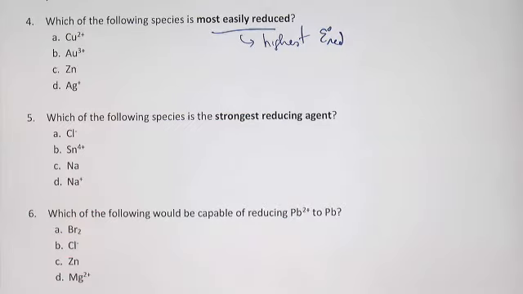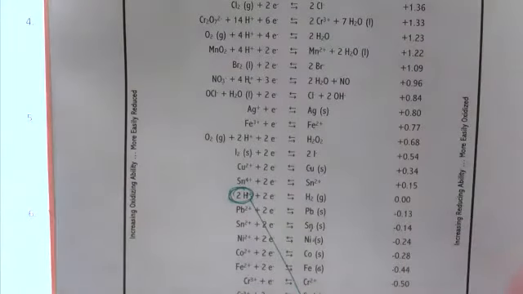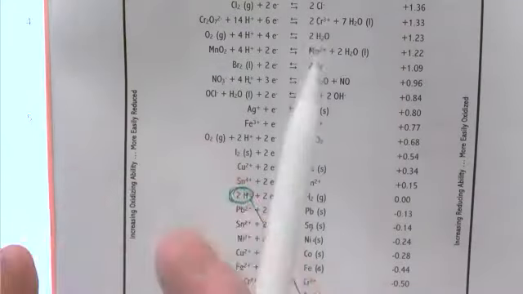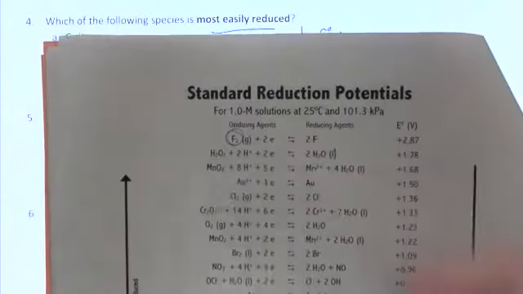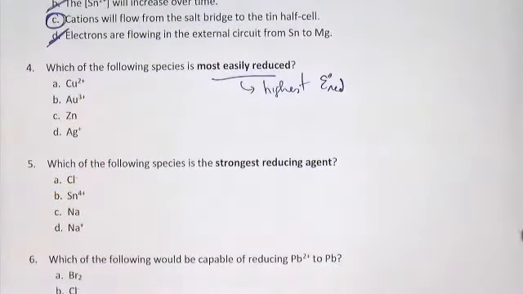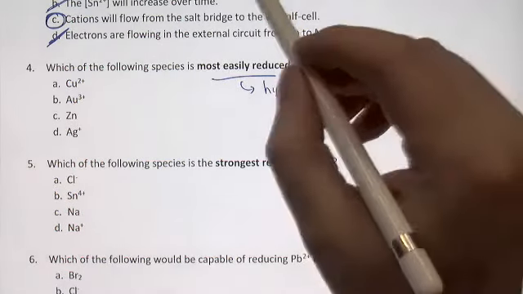Things on the left side are being reduced, aren't they, on this chart? So if it's not on the left side of the chart, it's not being reduced. So it could not be the answer. So it has to be on the left side, and we want the highest potential. So something on the left near the top, hopefully. So which of those choices is the best choice? What's the answer?